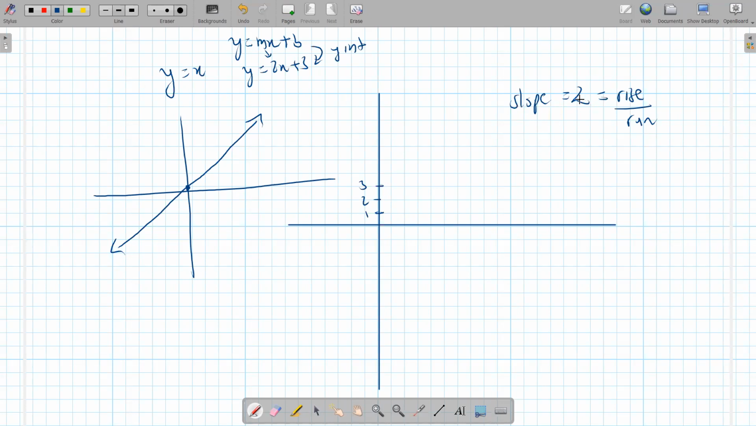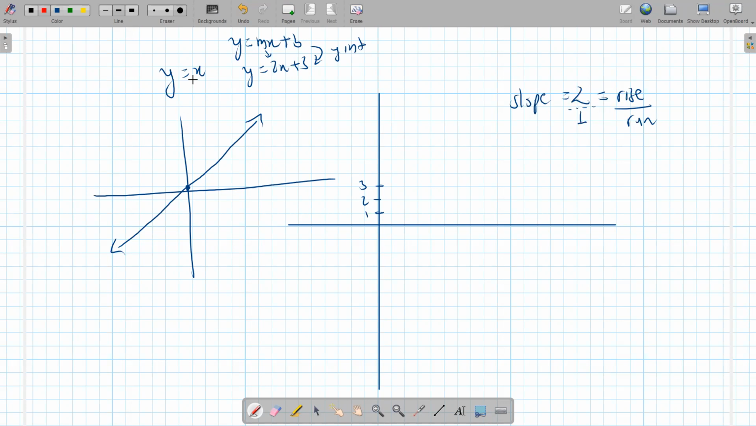So again, the slope is 2. The formula for slope is rise over run. First we're just trying to graph this. If you notice, what's the denominator of 2? 1, right? So that means the rise is 2 and the run is 1, okay?